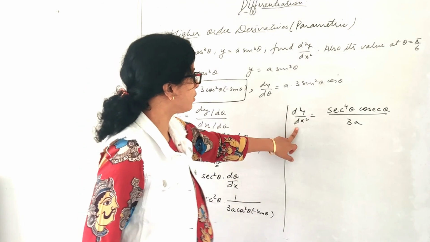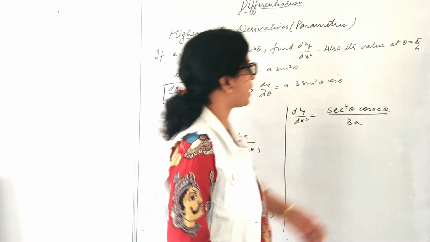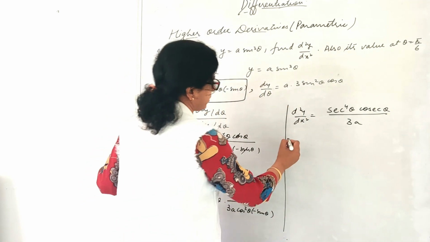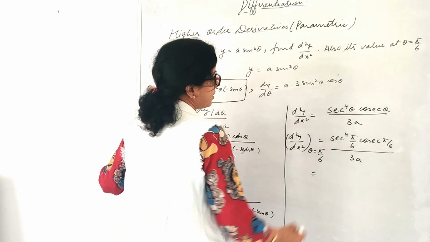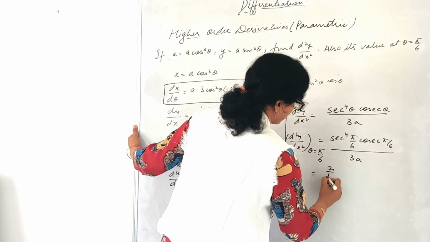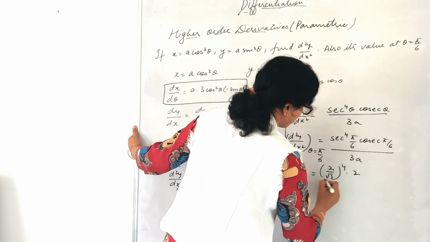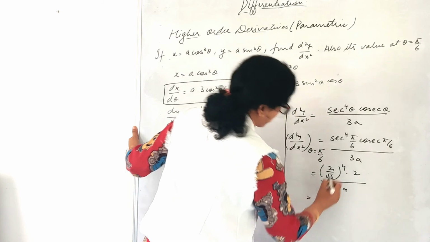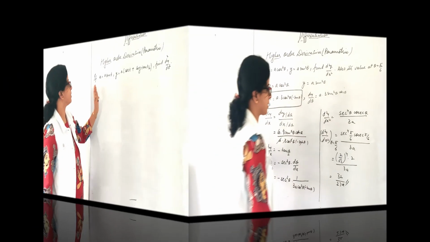Now we want the value of d2y by dx2 at theta equal to pi by 6. So we will substitute the value. Secant pi by 6 is 2 by root 3. Cosecant pi by 6 is 2 upon 3a. Solve it. So this is your required result. Let us take this question.